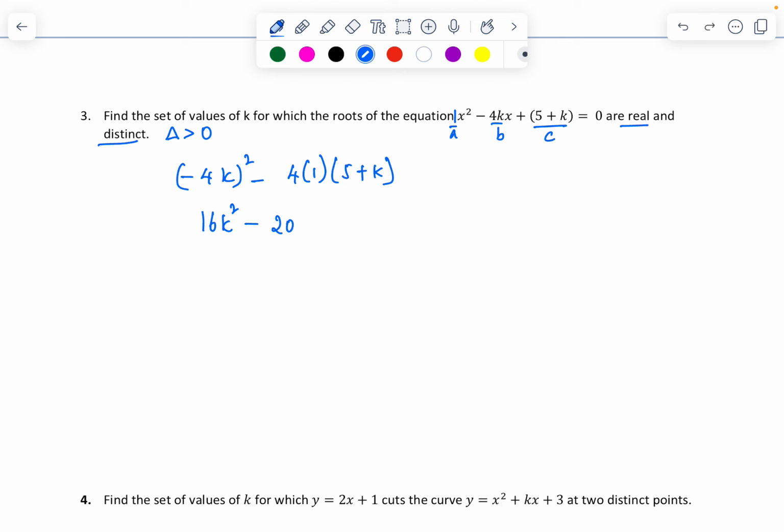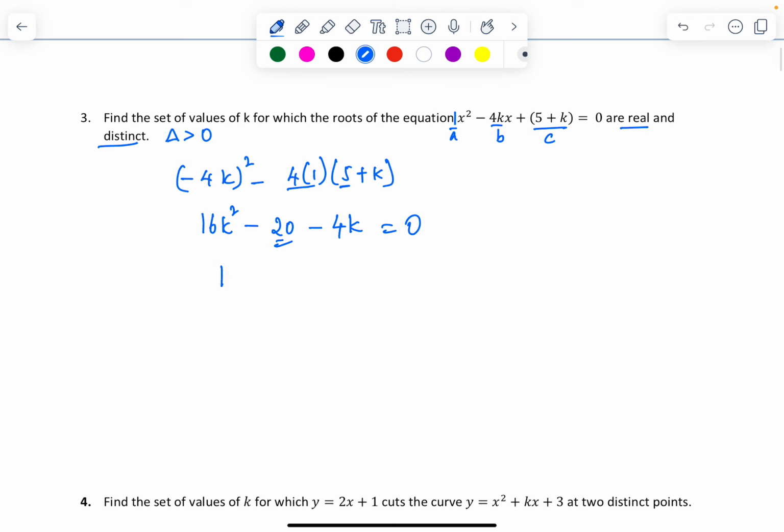Minus 20, then minus 4K. 4 times 5 is 20. 4 times K is 4K, right? And it is a negative, that's why I wrote negative. Is it okay until here? So let us just find equal to 0.